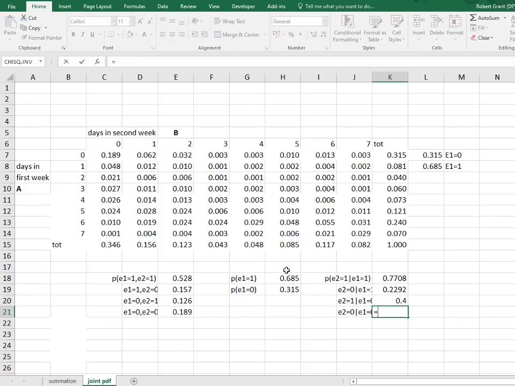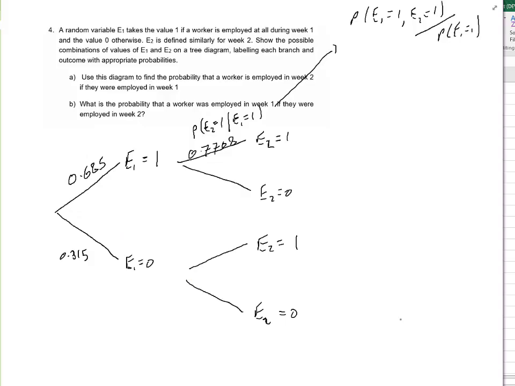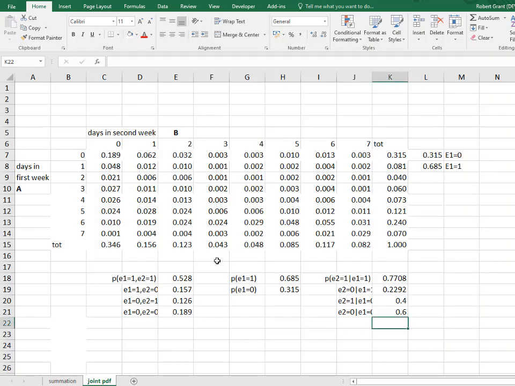And the final one, both 0. What's the chance the second one is 0 given the first one was 0? It's the chance of both of them being 0 divided by the chance the first one was 0. And in both cases these should add up to 1. So this and this should add up to 1 in each case. Yep. So 0.7708, 0.2292, 0.7, 0.2292 adds to 1, and this is 0.4 and 0.6.